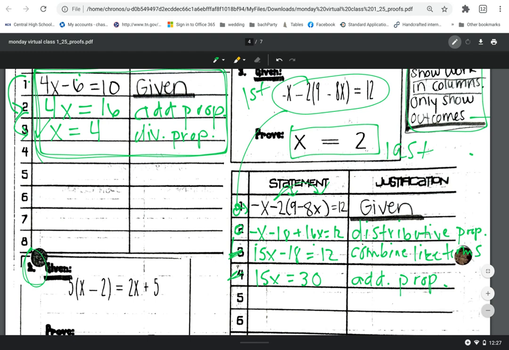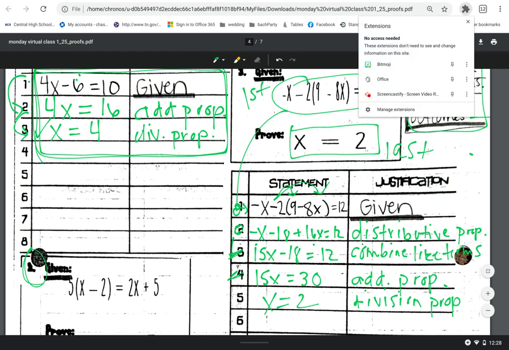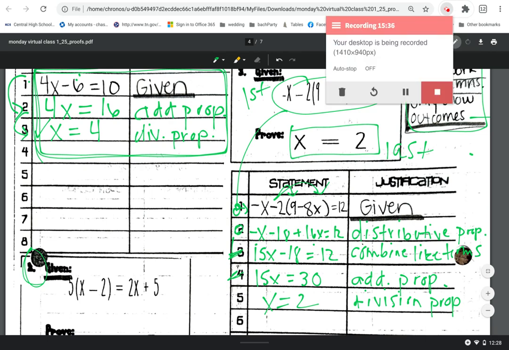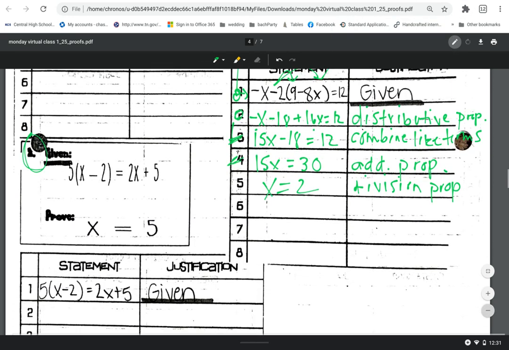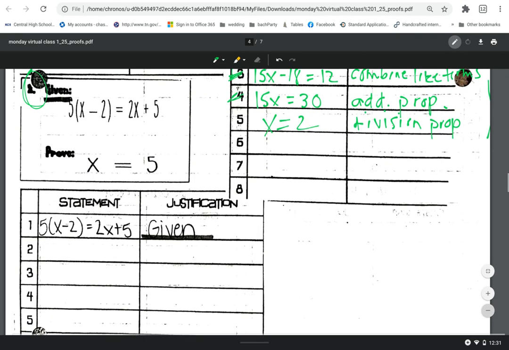Okay, then last step, to solve for x, I would divide by 15 on both sides, and my result would be 2. Okay, so that is called the division property. All right, so let's look. So you're going to have to do this one.